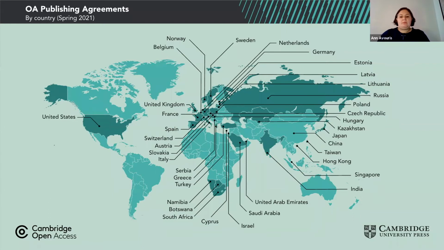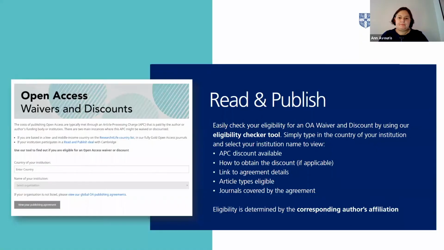We see read and publish as a sustainable way to bring open access accessibility to all researchers, regardless of area of study or geographical location, and we are constantly updating our public-facing map to show where our newest deals are located. Next slide, please.